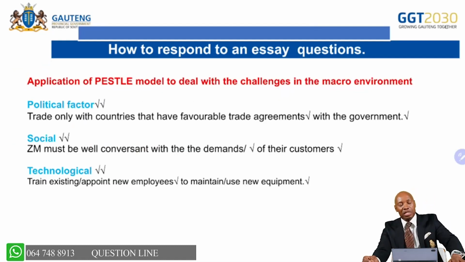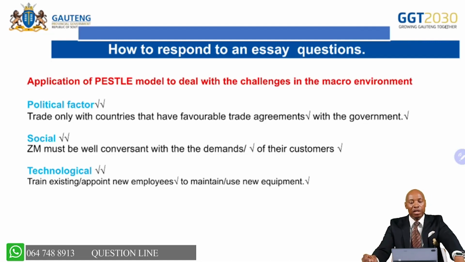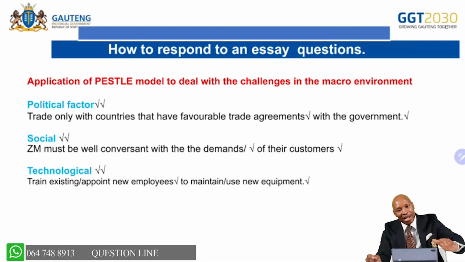Now, let's get to the second subheading. Then we're saying what? The application of personal model to deal with the challenges in the macro environment. Where do we get this subheading? We get this subheading from the question paper. Now, what are we doing? We are analyzing our question.